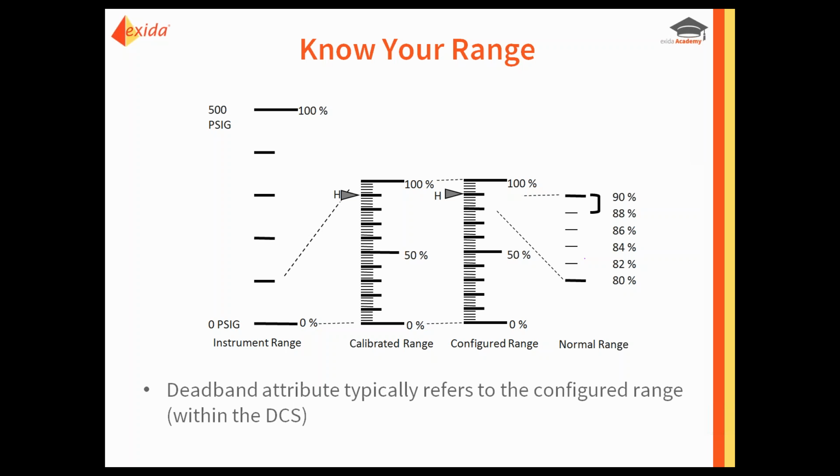And then the configured range within the control system, within the DCS configuration and control itself. In this case, we're assuming that that's the same as the calibrated range. But in this case, it would be 0 to 100 psig. That's what should be used for the application of deadband, the configured range. So when we say 2%, it should be 2% of your configured range, generally speaking. But you still need to understand the application, and depending upon the operating range, you may need to adjust.